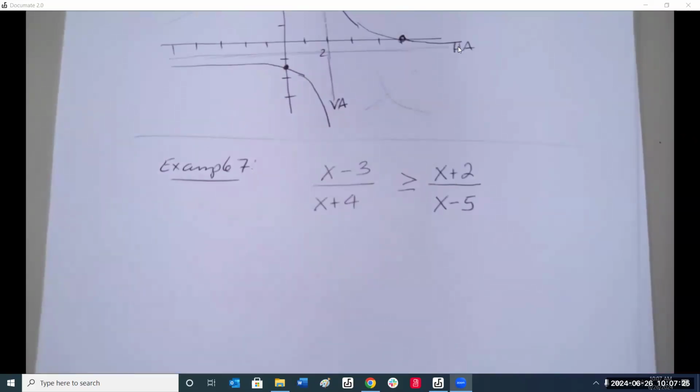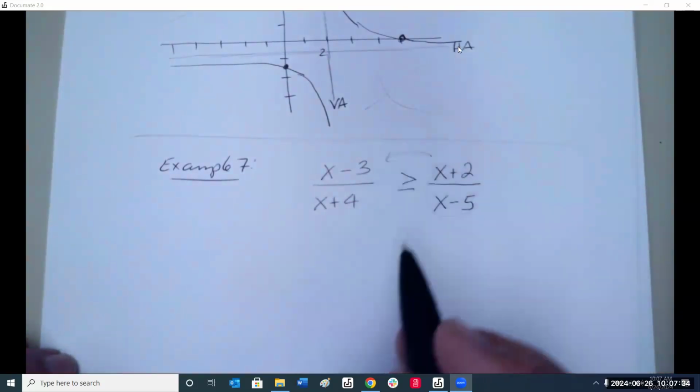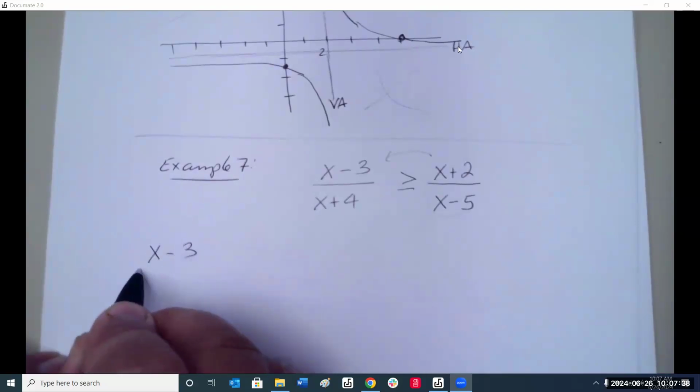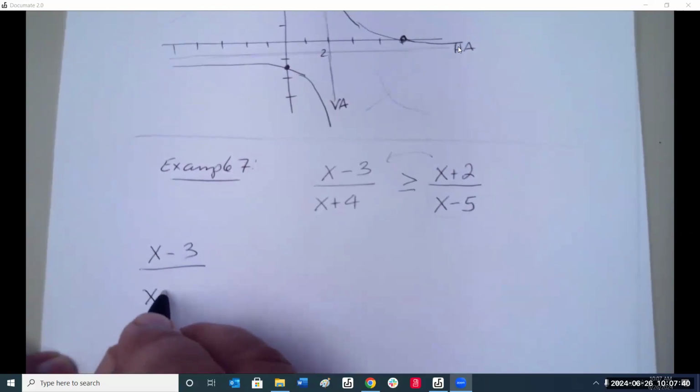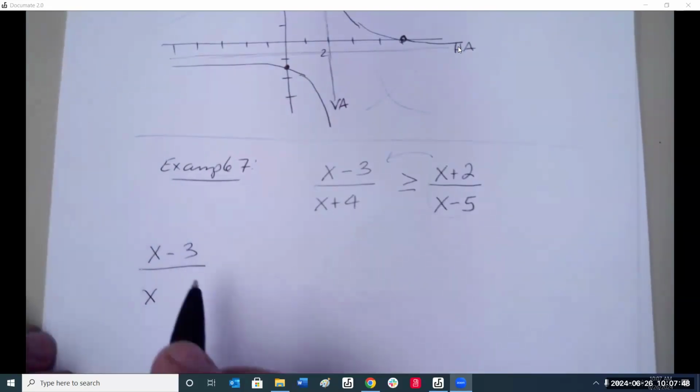Same principles here. What's the first thing we've got to do? Yeah, so let's move this one over here. You can move this one over there if you want to. It doesn't matter which one, it'll give you the same answer. I'm just moving the entire equation over.